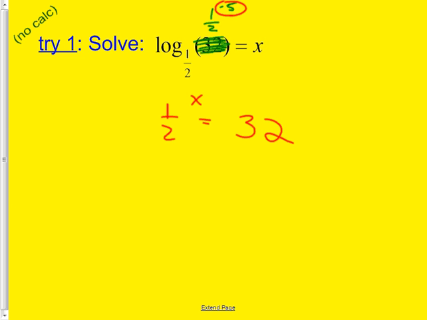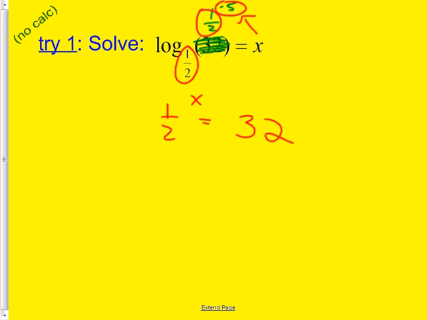No more work needed. If you can show that you have the bases the same, then the power is that exponent right there, if the bases are the same. The base of the log and the base of that little argument there. All right. So the answer is negative 5.